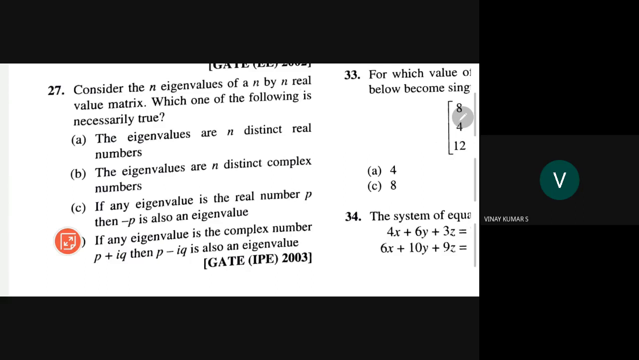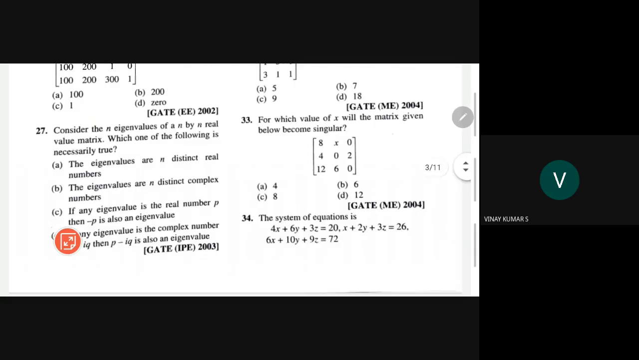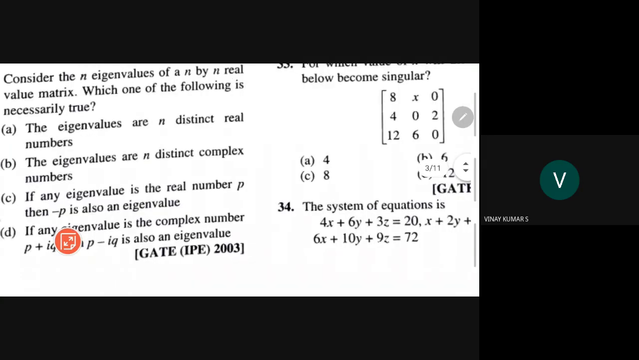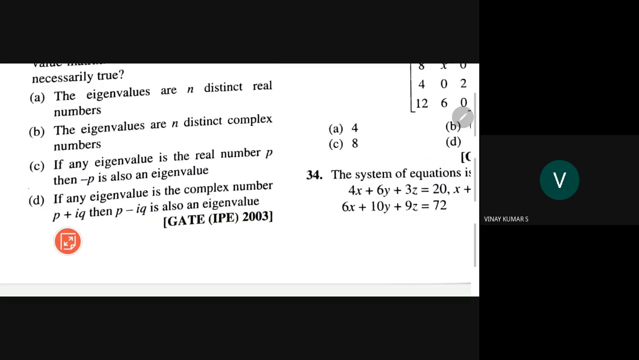Consider the n eigenvalues of an n by n real matrix. Which of the following are necessarily true? The eigenvalues are n distinct real numbers. The eigenvalues are n distinct complex numbers. If any eigenvalue is the real number p, then minus p is also an eigenvalue. If any eigenvalue is the complex number p plus iq, p minus iq is also an eigenvalue.